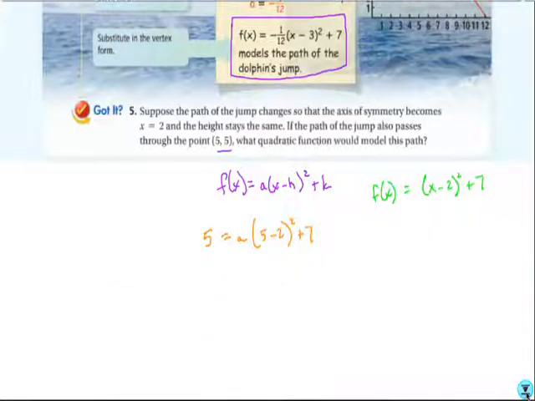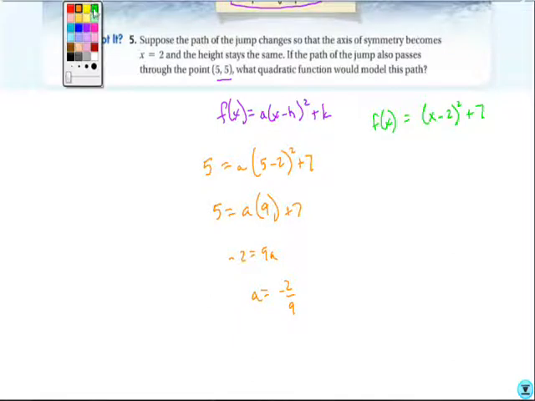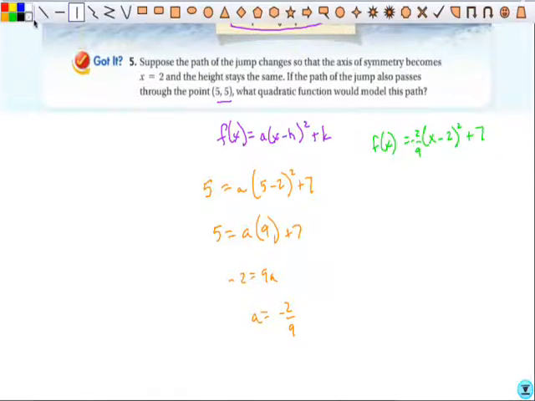Okay, so now let's solve for a. We get 5 equals a times 9. That's 5 minus 2 is 3. 3 squared is 9, plus 7. I'm going to subtract 7 from both sides, and I get negative 2 equals 9a. I divide both sides by 9, and I get a equals negative 2 ninths. So now I've solved for my a. I'm going to put that there, and that is my answer.